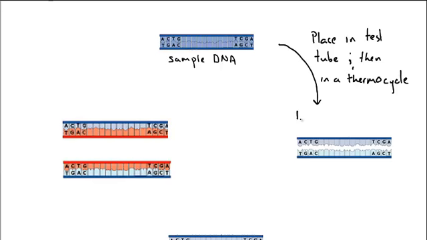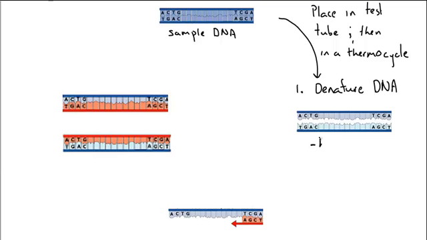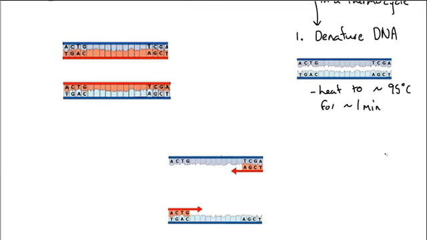And in step 1, you denature sample DNA. And the way you denature it, you break it apart into its two separate strands, is you heat to approximately 90 degrees, somewhere between 90 and 95 degrees, for approximately 1 minute. Just long enough and hot enough to break apart the hydrogen bonds between the two strands without actually breaking apart the bonds that hold the nucleotides together.